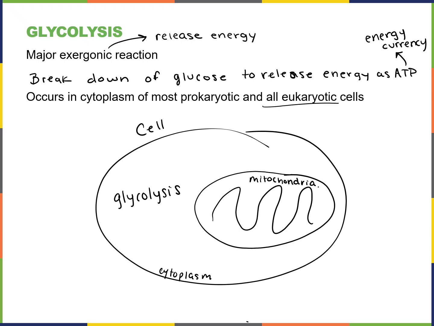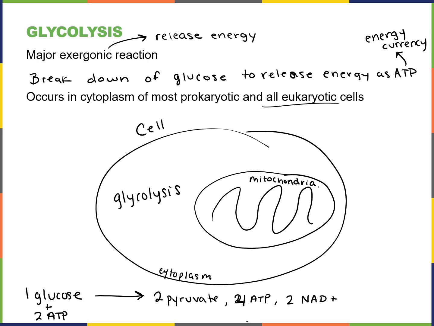With glycolysis, we start with a single glucose molecule. And by the end of glycolysis, we have 2 pyruvates, 4 ATP, and 2 NAD+. We also put in 2 ATP to start the process.